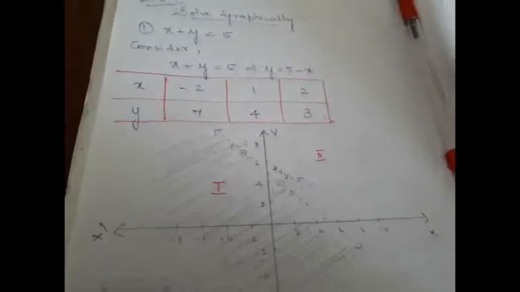You can always go with 0, 0, but check whether 0, 0 lies on the line or not. If it lies on the line, you should not choose it. Choose some other point. Then check whether it satisfies. If it satisfies, that region will be your solution. If it does not satisfy, the other region will be your solution, including or excluding the points on the line. That's it. Hope you understood.